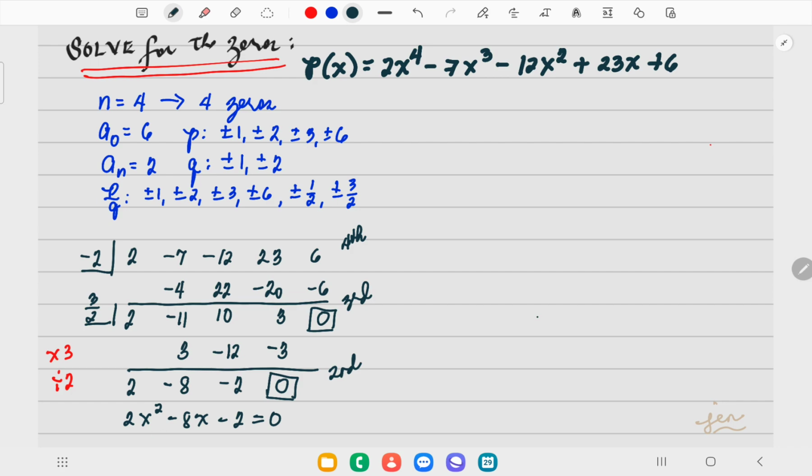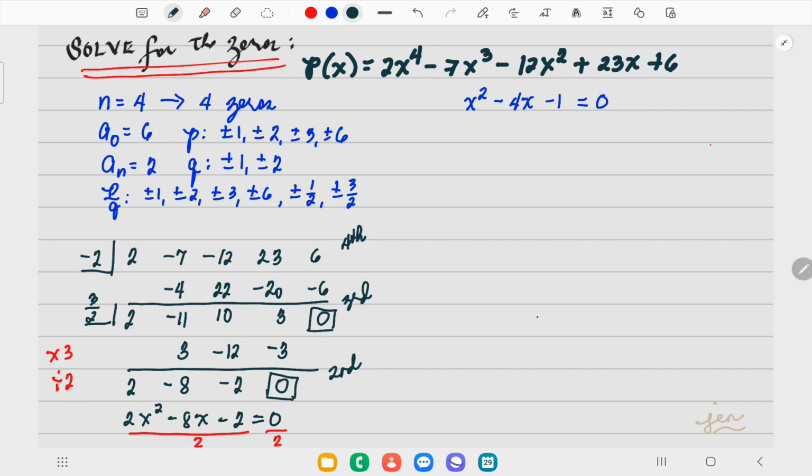So, reducing this, we divide all by 2, left side divided by 2, right side divided by 2. And we arrive at the equation: 2x squared divided by 2 is x squared, minus 8 divided by 2 is 4, 4x. Negative 2 divided by 2 is a negative 1, is equal to 0.